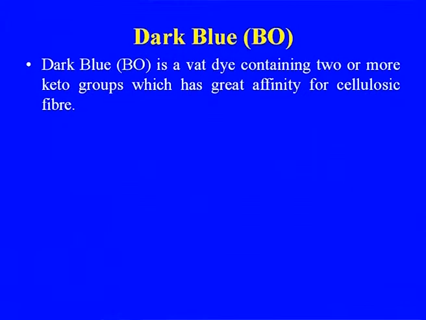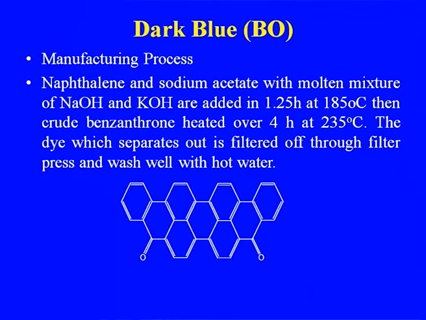Dark blue is a vat dye containing two or more keto groups, which has great affinity for cellulosic fiber. This is the process where we are using naphthalene and sodium acetate for making the dark blue. Naphthalene and sodium acetate are added to a molten mixture of NaOH or KOH, time 1.25 hours at 185 degrees centigrade. Then crude benzanthrone is heated over 4 hours. The dye which separates out is filtered through a filter press and washed well with hot water.